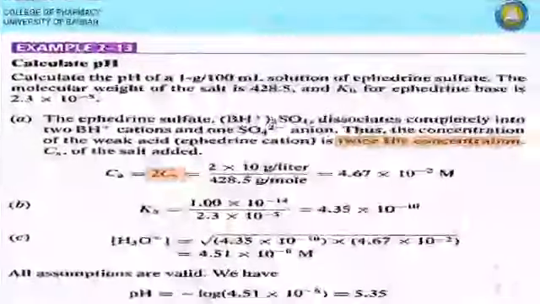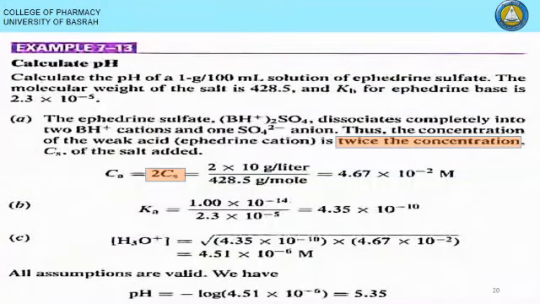Here we have another example for a solution containing a weak acid, and how we calculate the pH of that solution. Calculate the pH of a solution containing ephedrine sulfate. The molecular weight is this value. The Kb for the ephedrine base is this value. It's important here to notice that the ephedrine sulfate is going to dissociate completely to give two ions of the ephedrine cation, which acts as an acid. So one from the ephedrine sulfate is going to give us two from the cation.